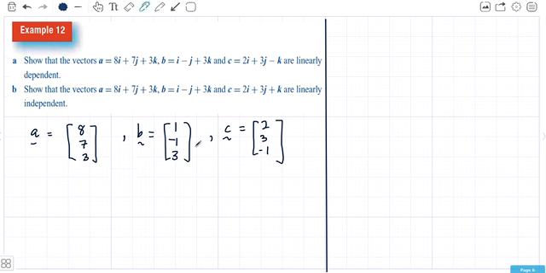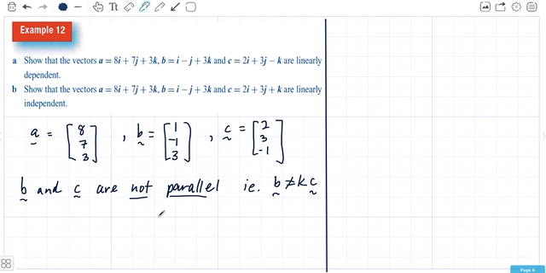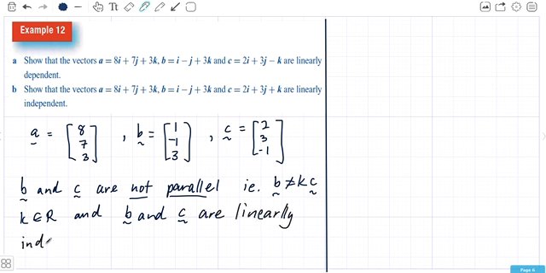So what we did previously was we looked at the columns and asked whether there were any vectors that were obviously not parallel. And you can see here, looking at B and C, that B and C are not parallel. What that means is that B is not some scalar multiple of C, where k is just a real number. And that also means that B and C are linearly independent vectors.